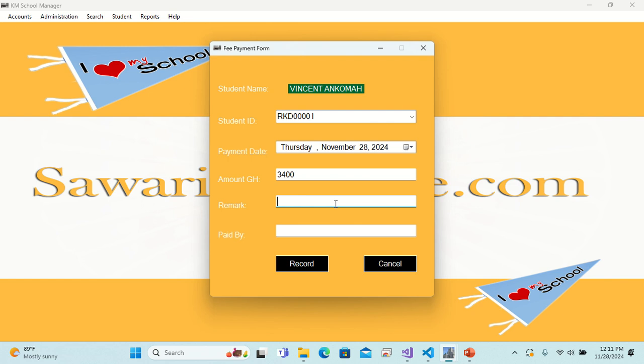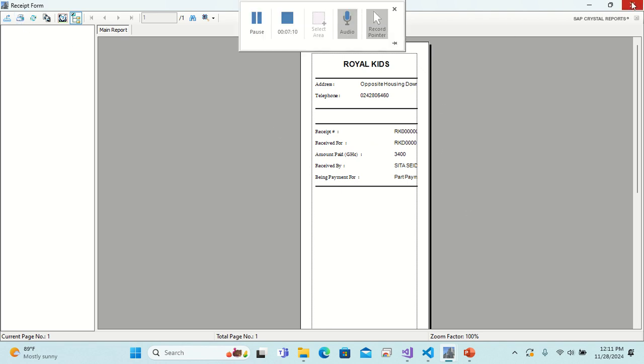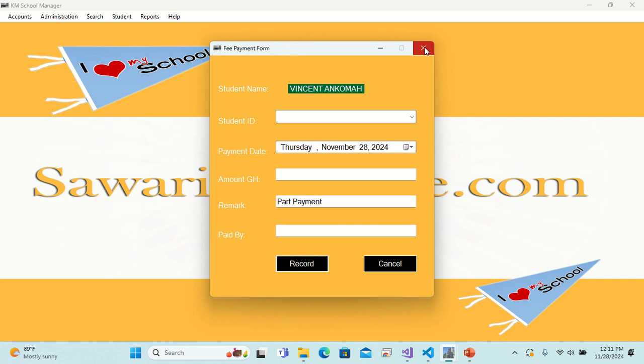Then let's say part payment. It could be any description. So let's say Mr. Ankuma did this payment. It could be Mrs. Ankuma anyway. Okay, we do this. So this is a little receipt we can print for the parent. When you print, this goes into our receipt printer and it will appear nice. So for now, let's leave that.